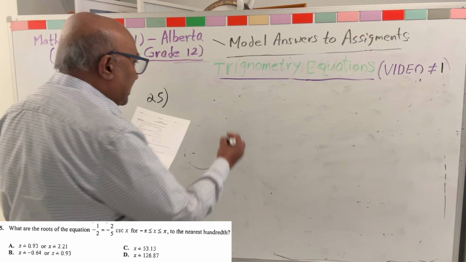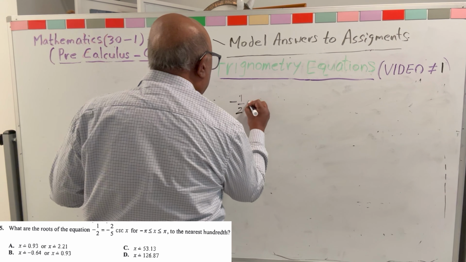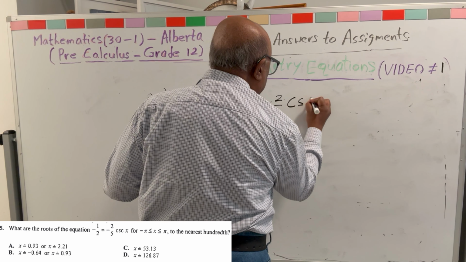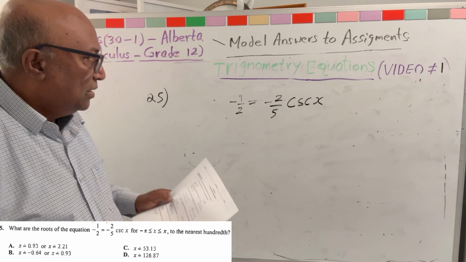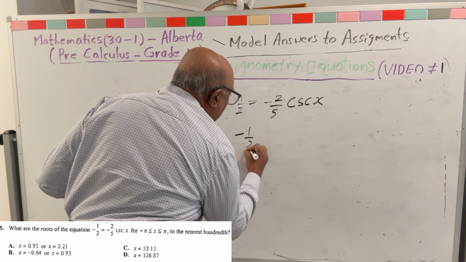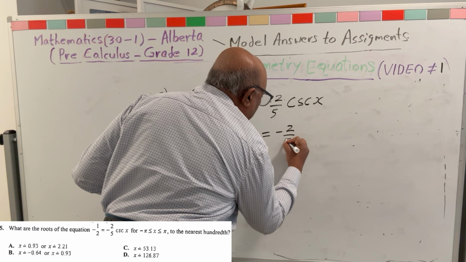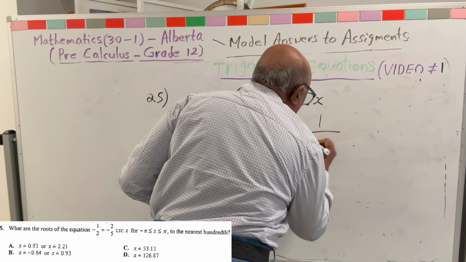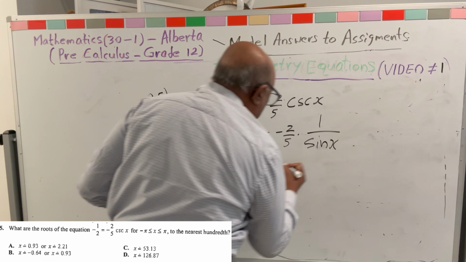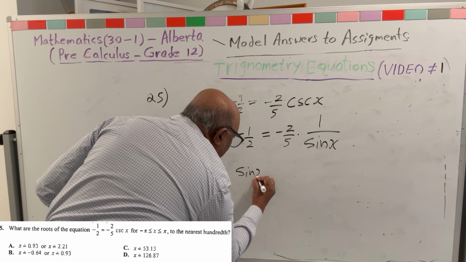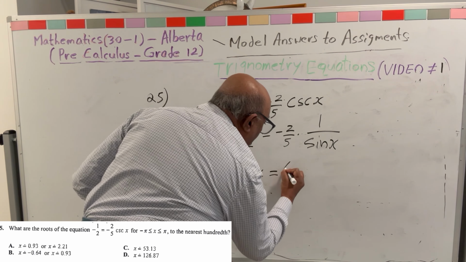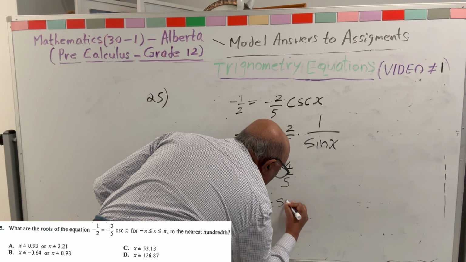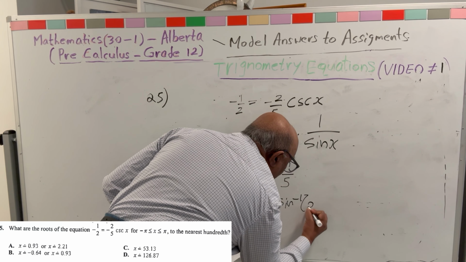What are the roots of the equation minus half equal to minus 2 by 5 cosecant x? Let's rearrange this equation with the primary trigonometry ratio. That means instead of cosecant x, I would write 1 upon sin x. When you rearrange this, we are getting sin x is equal to 4 upon 5, and the reference angle equals sin inverse 4 upon 5, that is 0.8.